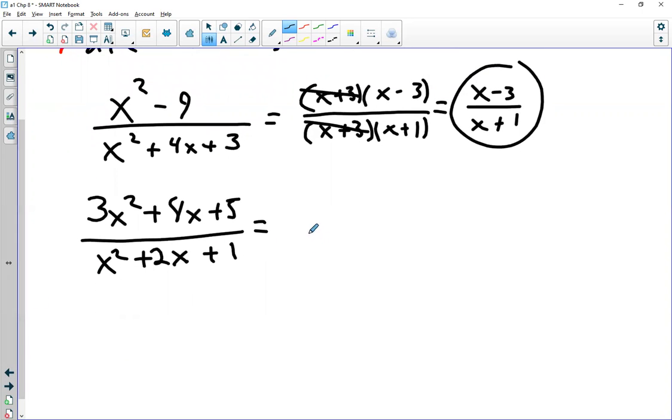Oh, the bottom one gets x plus 1, x plus 1. So whatever one you start with, it doesn't matter. The bottom one you could do quickly. It's x plus 1, x plus 1. I'm going to write it as x plus 1 squared. You don't have to, but I'm just going to write it as x plus 1 squared.